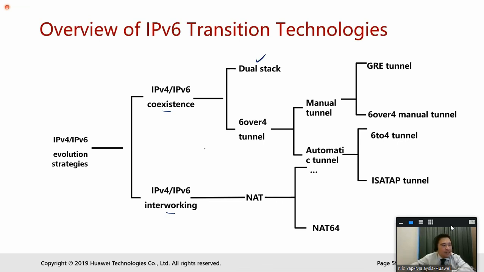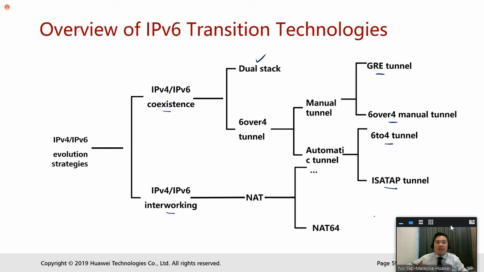And you have 6/4 tunnels. It means that you have two V6 sites, and in the middle is V4. Then you can go for V6 over V4 tunnels. Under the V6 to V4 tunnels, they have manual tunnels or automatic tunnels. Manual tunnel is common, on GRE, 6/4 manual tunnels. For automatic, we have 6/4 tunnels, and also ISATAP tunnels. That is more to the automatic tunnel.